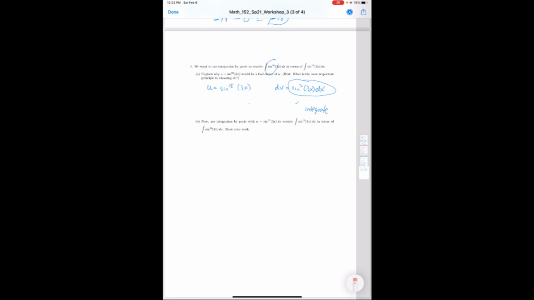Let me write that the way I would expect you to write it on. This is an awful choice because the resulting dv equals sine squared 3x dx, which is hard to integrate.